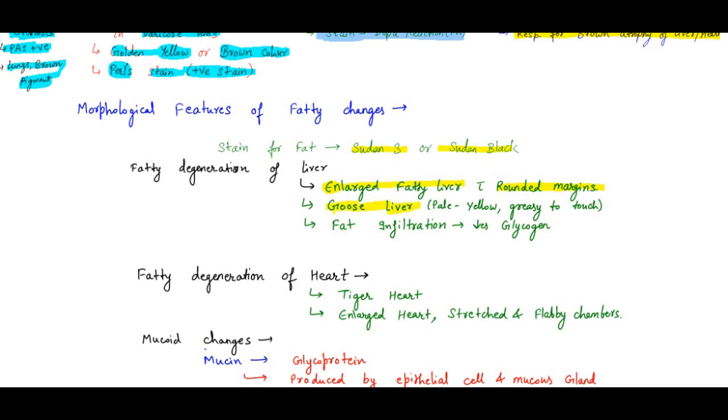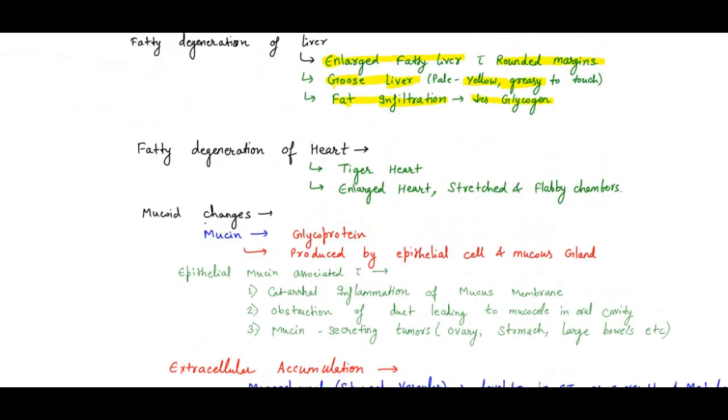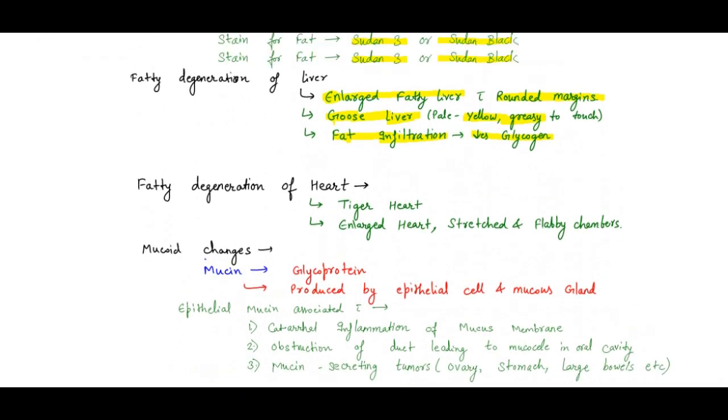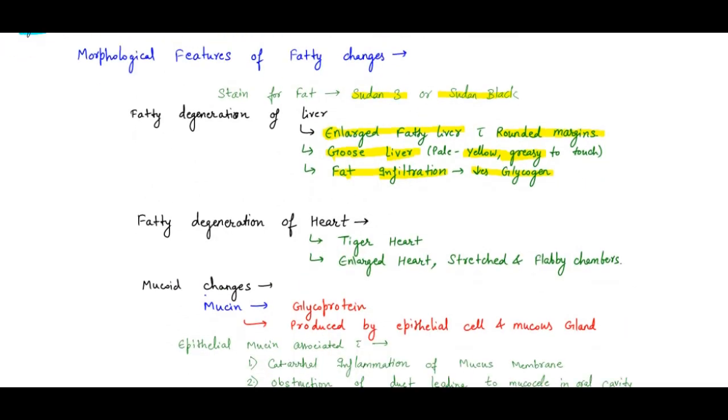Goose liver. If we have fatty degeneration, we find the goose liver. So remember the keyword goose liver, and we already discussed the color, yellow, and greasy to the touch. In fat infiltration there will be decreased glycogen. So remember, fatty degeneration of the liver: enlarged fatty liver with rounded margin, and the goose liver too is most important. If you want to discuss fat infiltration, decreased glycogen, you can revise.